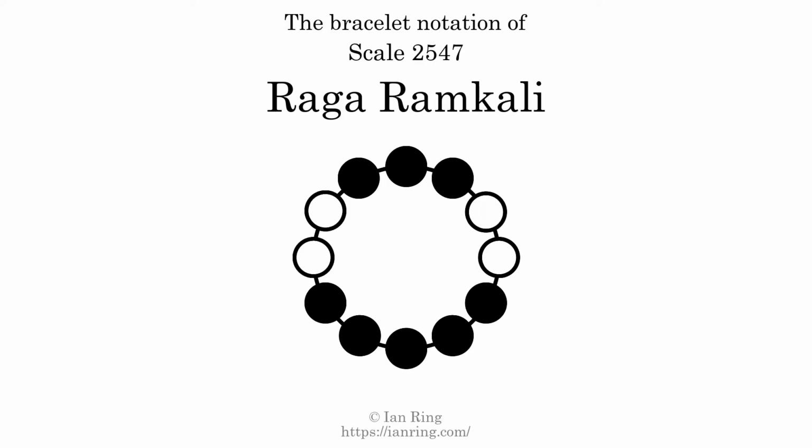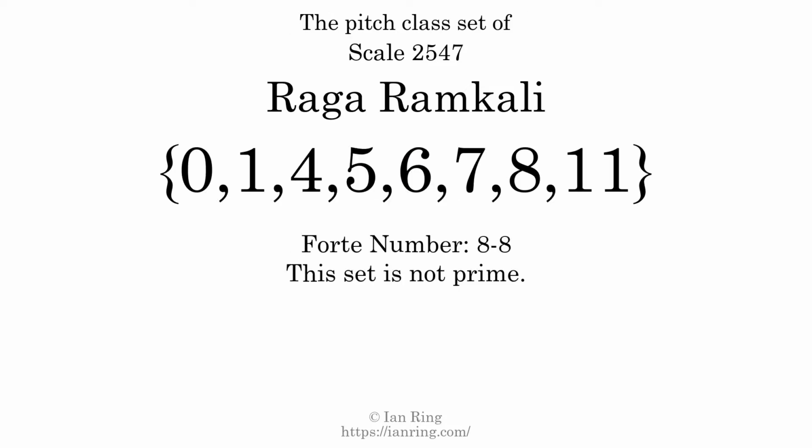This is a bracelet notation diagram of scale 2547. The shaded circles represent tones that appear in the scale, and they are read clockwise, starting at the top. The pitch class set for this scale is 0, 1, 4, 5, 6, 7, 8, 11. The forte class is 8-8. This set is not prime.